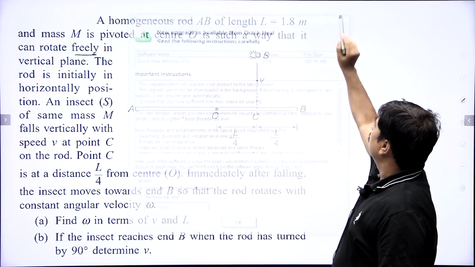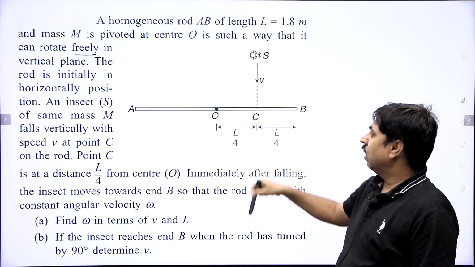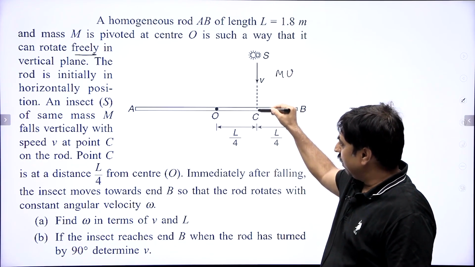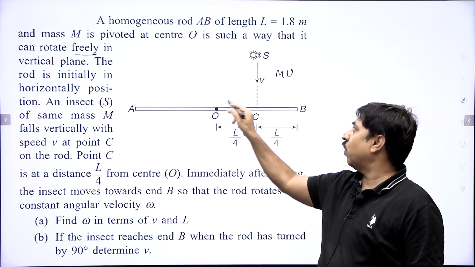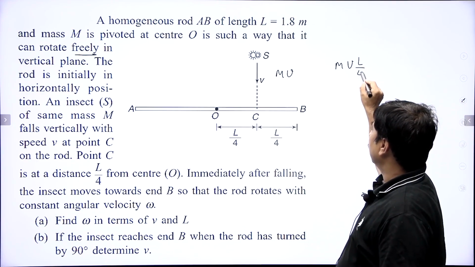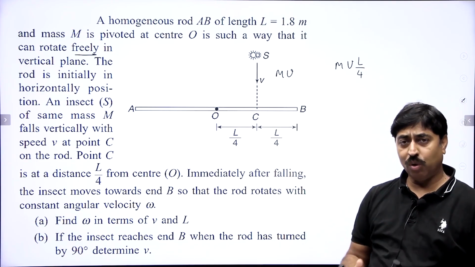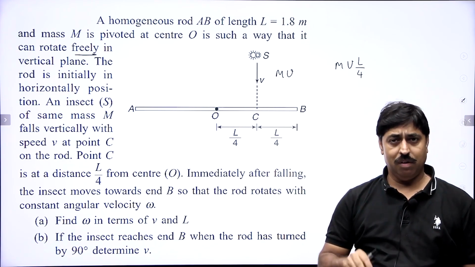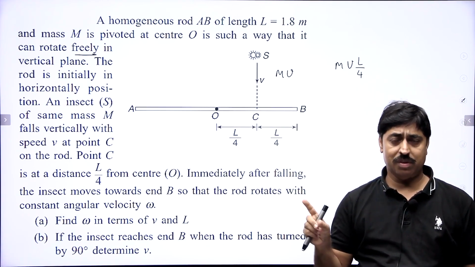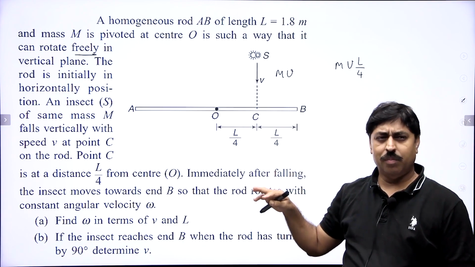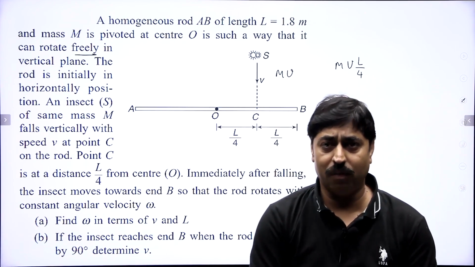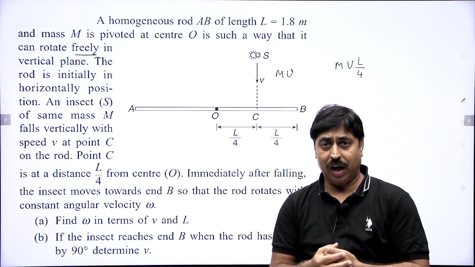As the insect falls, insect has mass m and its momentum is mv along this line. So its angular momentum about point O is simply mv into this distance, mv L by 4, isn't it? So even after collision, immediately after the insect lands on the rod, the whole system, rod plus insect, will have same angular momentum because no external torque has acted on this system about point O during that short interval of time in which insect and rod interact.